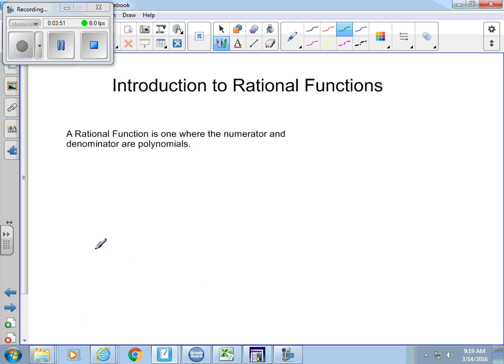Okay, so today we're going to be looking at rational functions. A rational function is one where the numerator and denominator are polynomials. Right now, we can graph a function only if it's in transformation format. That's all we know how to do right now. So today we're going to look at rational functions a little more in depth.